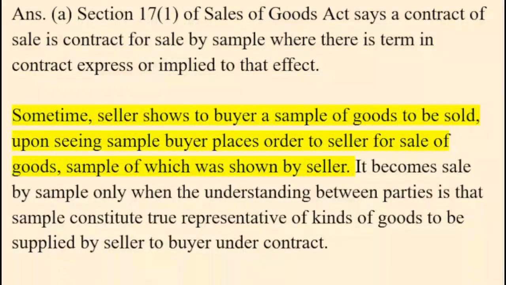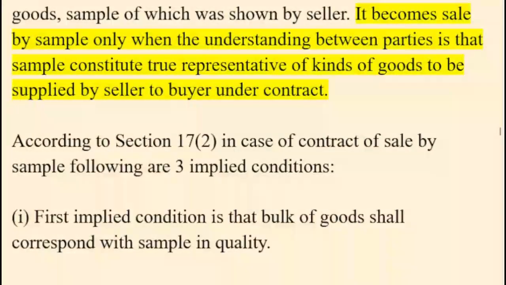Sometimes a seller shows the buyer a sample of goods to be sold. Upon seeing the sample, the buyer places an order to the seller for the sale of goods, a sample of which was shown by the seller. It becomes a sale by sample only when the understanding between the parties is that the sample constitutes a true representative of the kind of goods to be supplied by the seller to the buyer under the contract.